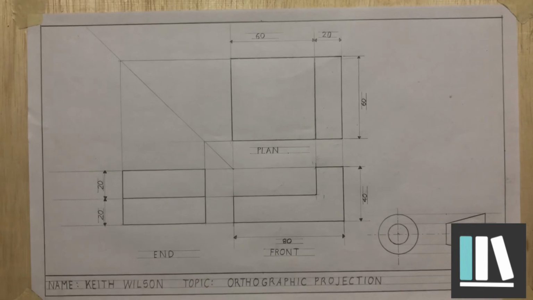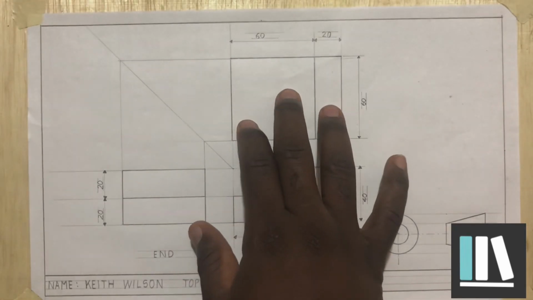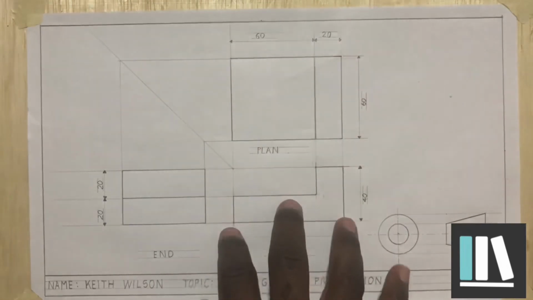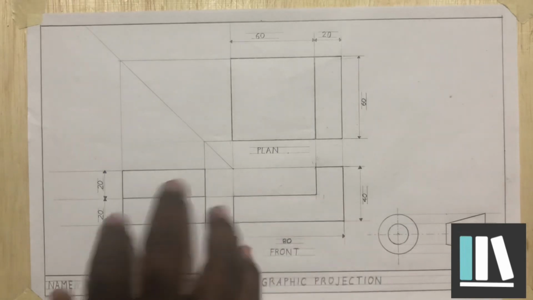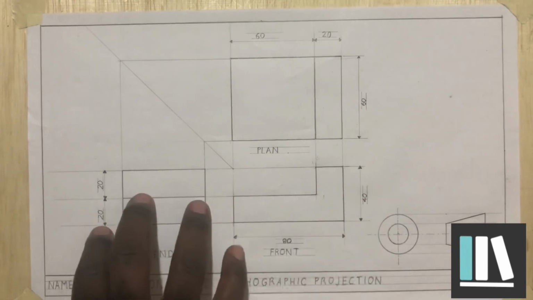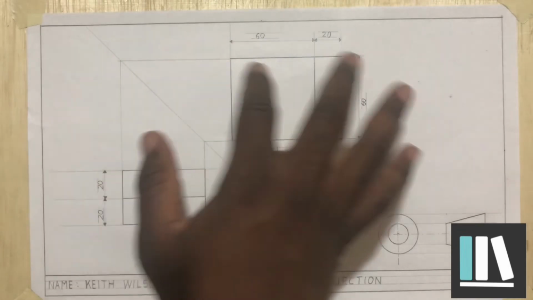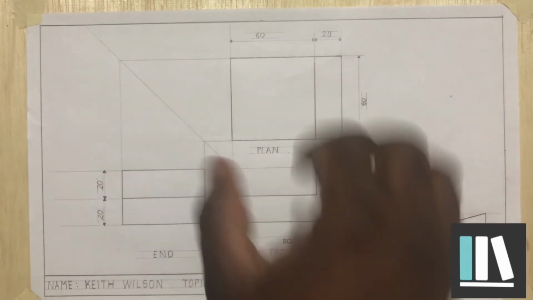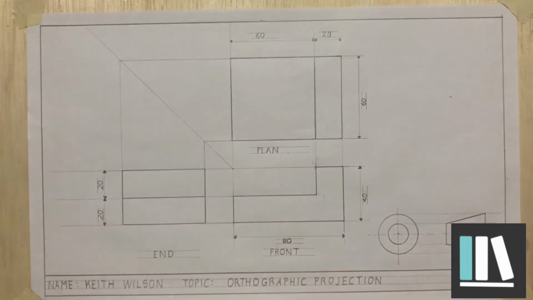Now, there you have it. This is a completed orthographic drawing done in third angle projection, where the plan view is at the top, the front view is in line with the plan view right below it, and the end view is in line with the front view right beside it. There's no drawings in line with the plan. It is sitting by itself. The front view and the end view is in line, as is also the case in first angle projection.